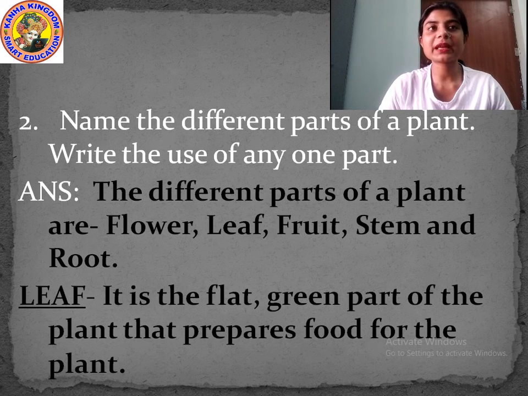I repeat the question once again. Name the different parts of a plant. Write the use of any one part. The answer is, the different parts of a plant are flower, leaf, fruit, stem and root. Then leaf. It is the flat green part of the plant that prepares food for the plant.